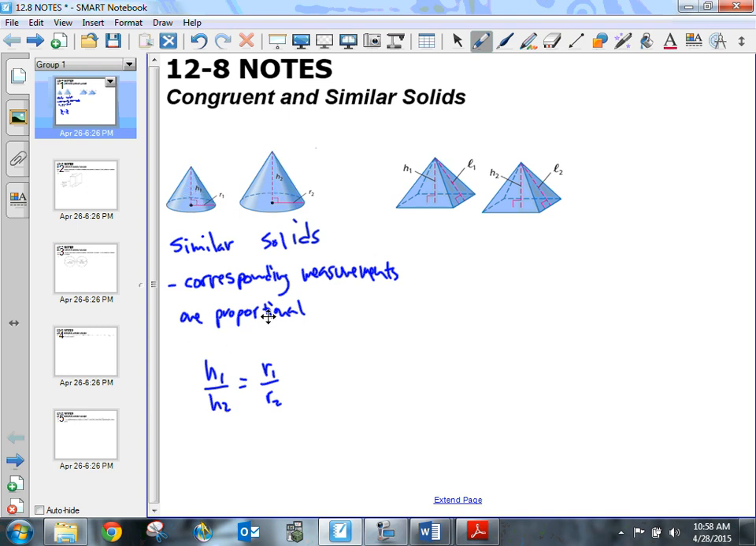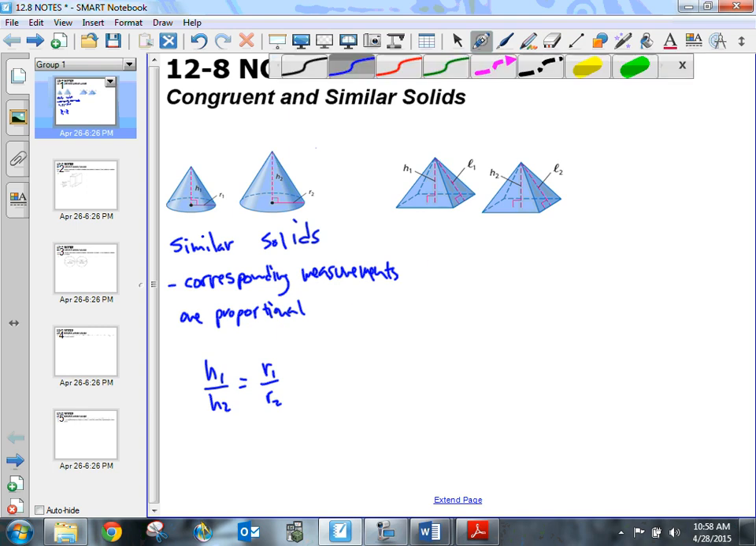This is very similar to what we did when we had similar triangles and similar polygons. The sides are proportional, and we can set up this relationship.